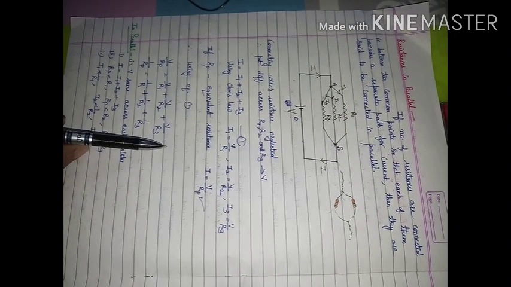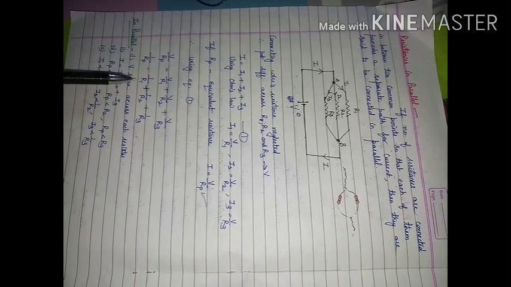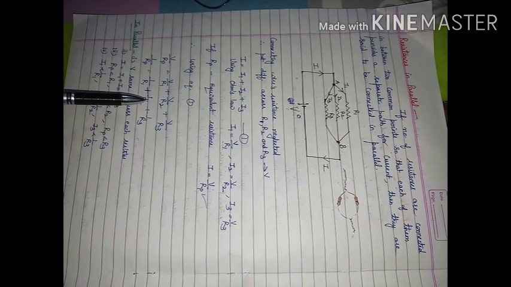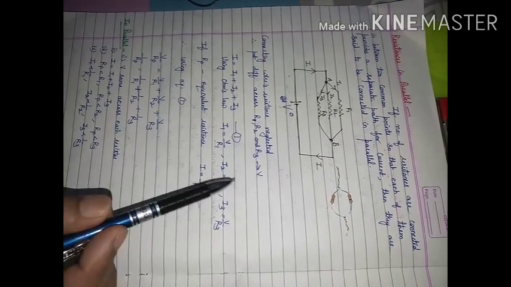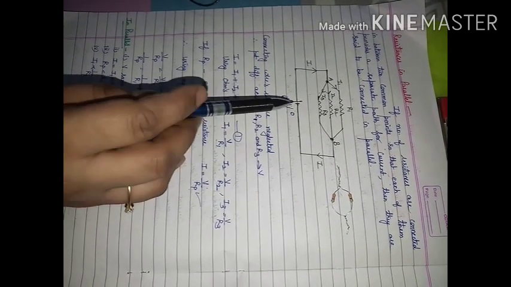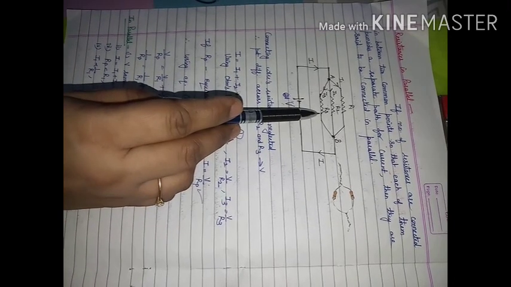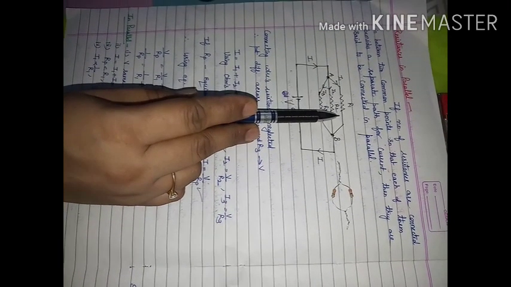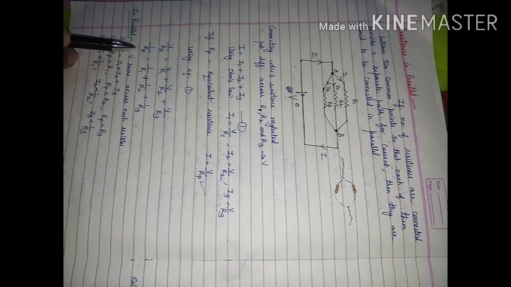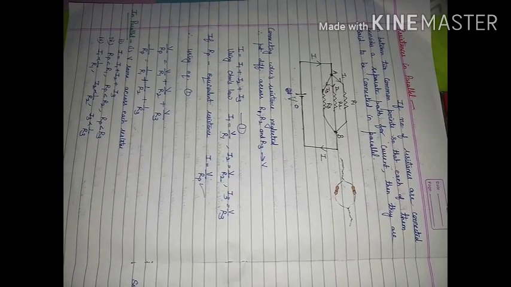V will get cancelled. 1 upon Rp will be equal to 1 upon R1 plus 1 upon R2 plus 1 upon R3. Main points in parallel combination: potential across each resistor will remain the same, current through each resistor will depend on the value of resistance that we have taken. Net resistance will be less than the least value that we have taken.